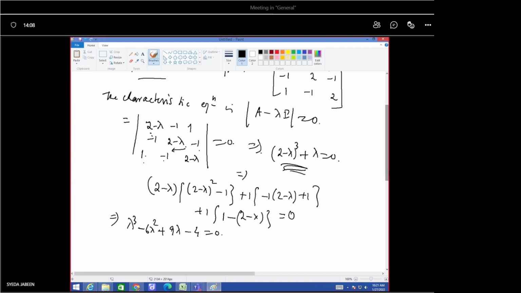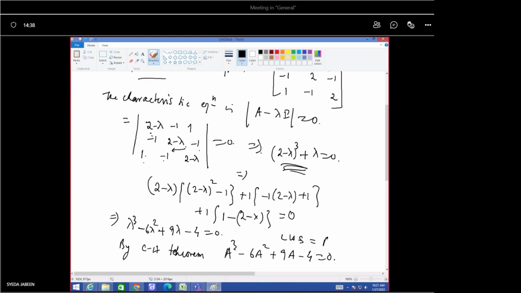Now what does the Cayley-Hamilton theorem say? The matrix will satisfy its own characteristic equation. So you have to replace lambda with A. By the Cayley-Hamilton theorem, A cube minus 6A square plus 9A minus 4 is equal to 0. Now verify means what? You have to prove that the left hand side is equal to the right hand side.